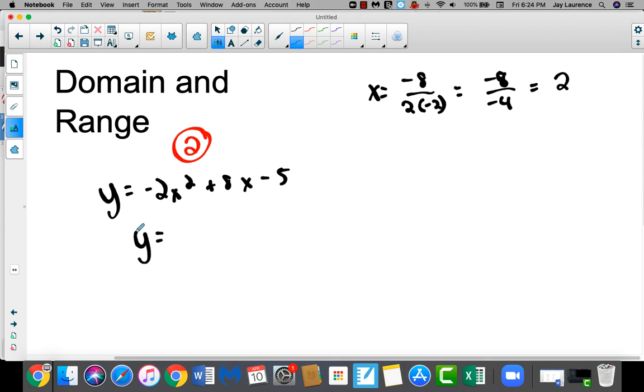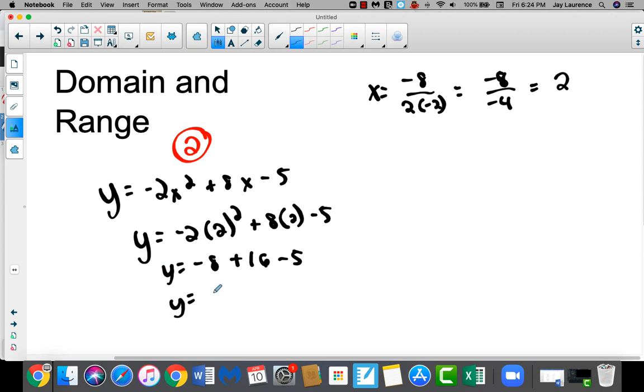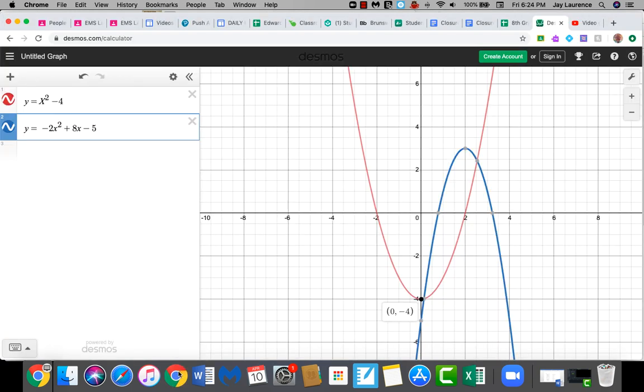So to get that, I'm going to do negative 2 squared plus 8 times 2 minus 5. Well, that's going to be negative 8 plus 16. There it is again. That middle one is double the other one. Minus 5, and I think y is going to end up equaling 3. Okay, so this vertex is at the point 2, 3. And look, it's showing up pretty right now, isn't it? Oh, no, it's not. Very strange. Oh, there it goes. All right, 2, 3.